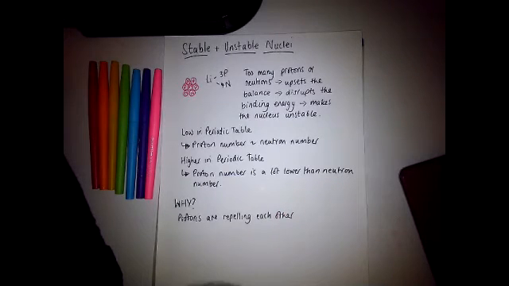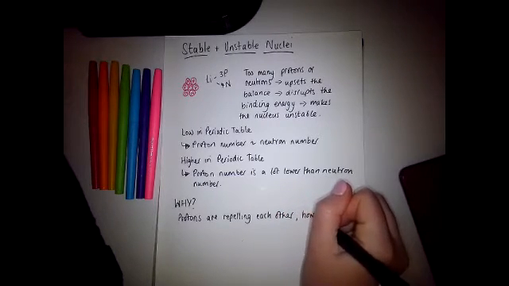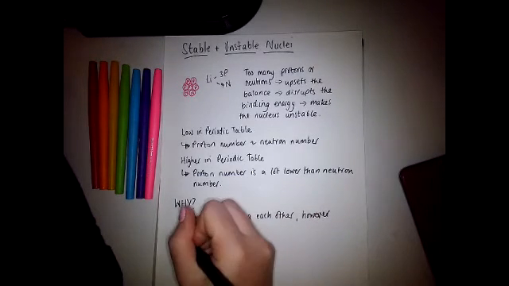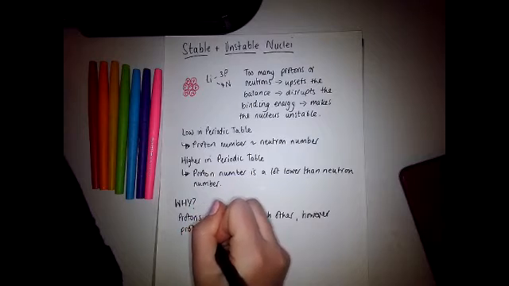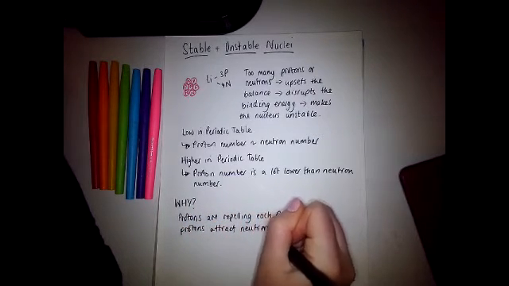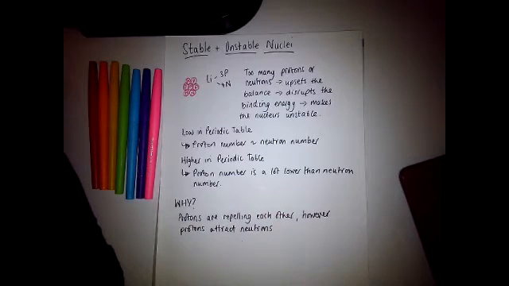So the protons are repelling each other. However, the protons attract the neutrons, and the neutrons are coming in and balancing each other out, and they are creating that binding energy and that strong nuclear force to hold the nuclei together. So this is in smaller atoms: protons are repelling each other, however protons attract neutrons.